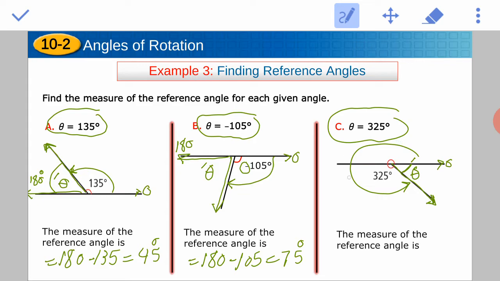Guys, if you continue this complete round, at 0 it's one complete round, so it's 360 at the same time. So to get the measure of this angle, you subtract 360 minus 325 is equal to 35 degrees. The measure of the reference angle of theta equals 325 is 35 degrees.